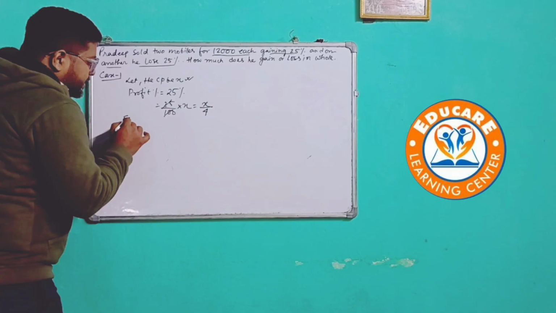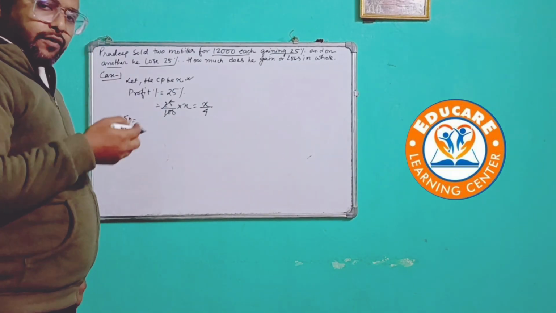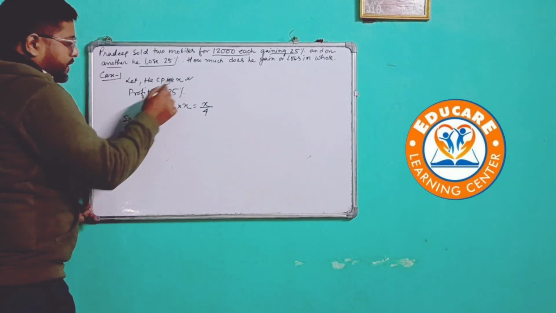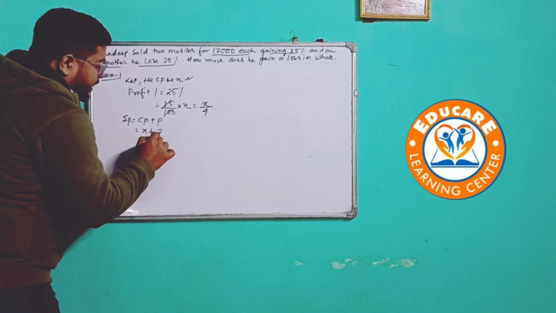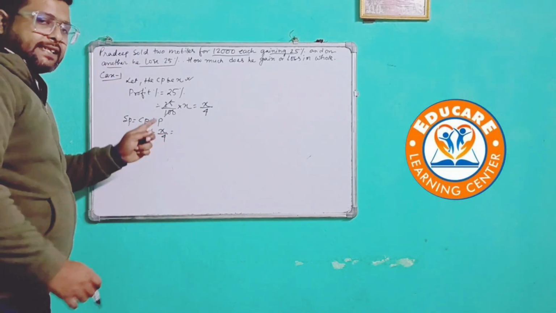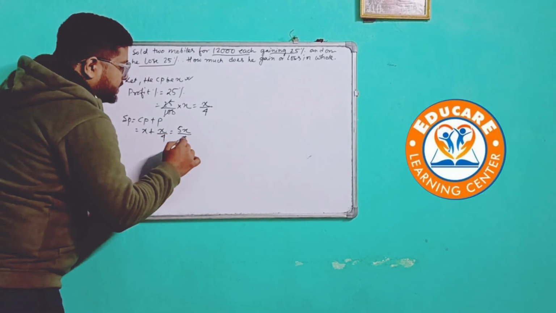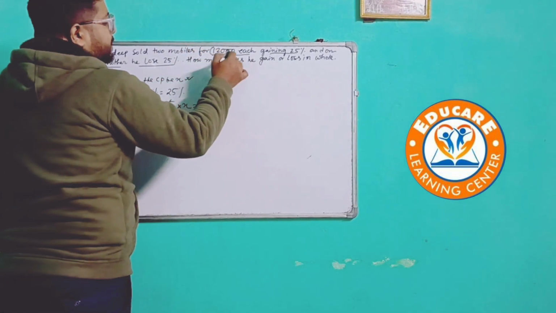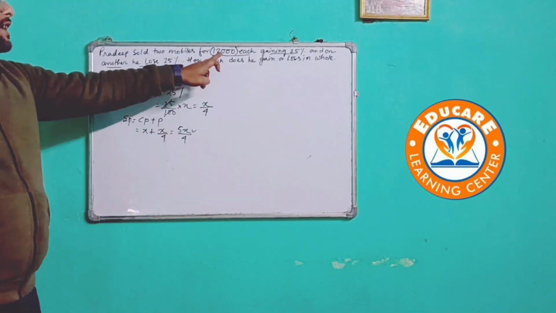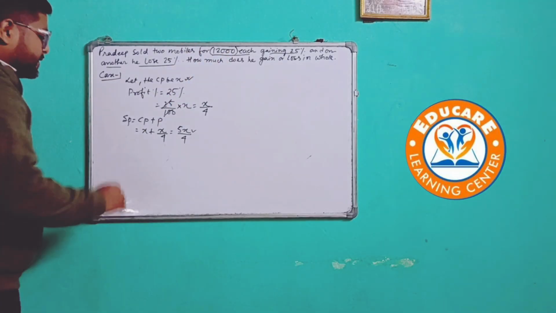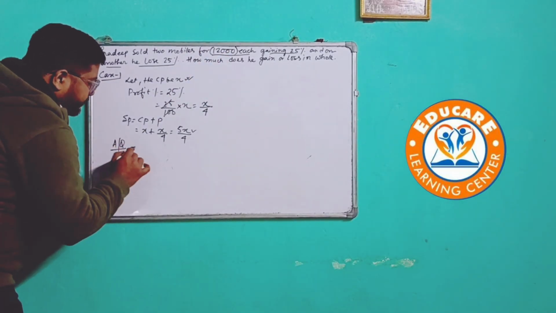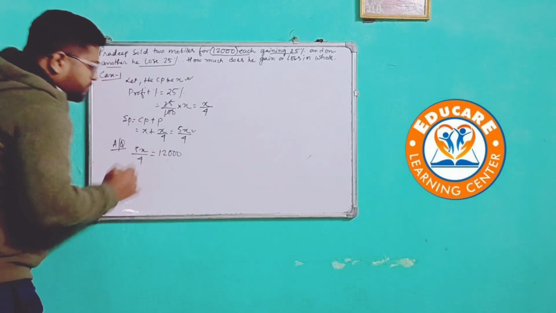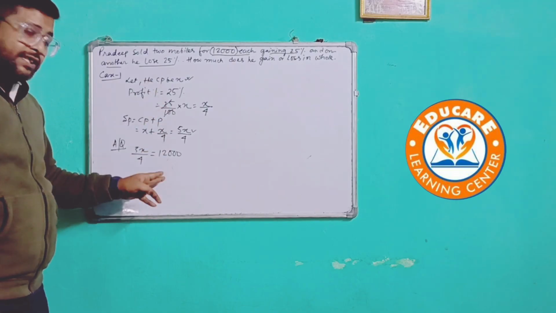Now you need to find the selling price. For finding selling price in case of profit, the formula is CP plus profit. So that is X plus X by 4. If we take the LCM, we get 5X by 4. This is our selling price. And in the question itself, the SP is already mentioned, that is 12,000. So we can write, according to the question, 5X by 4 equals 12,000. This SP and that SP are the same.